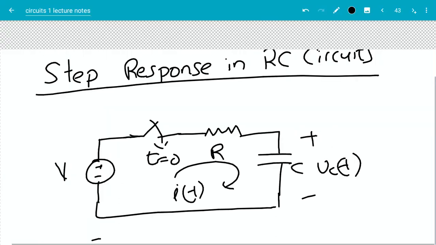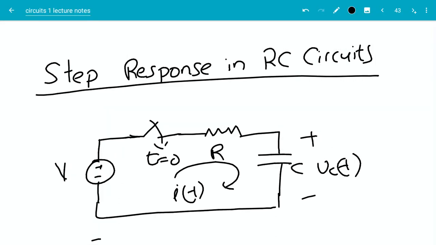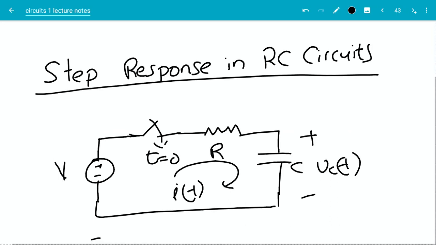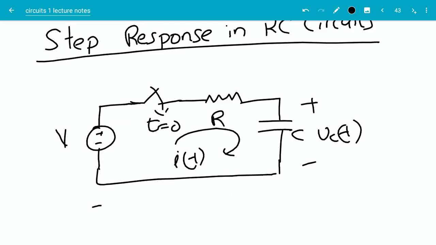Hello everybody. So in this video, we're going to look at the step response in RC circuits, right? So far, when we have looked at this particular circuit, we have used it to charge a capacitor, or an equivalent circuit to ramp up an inductor with current, right?